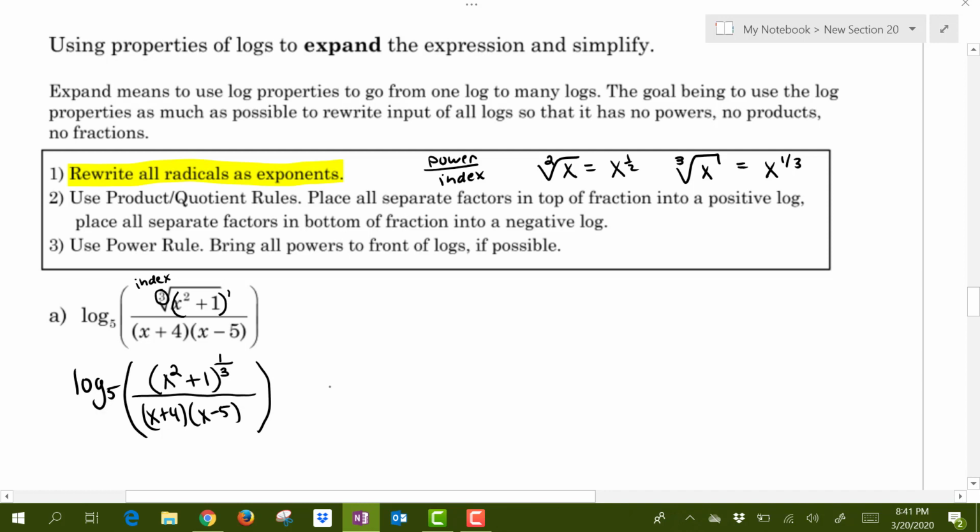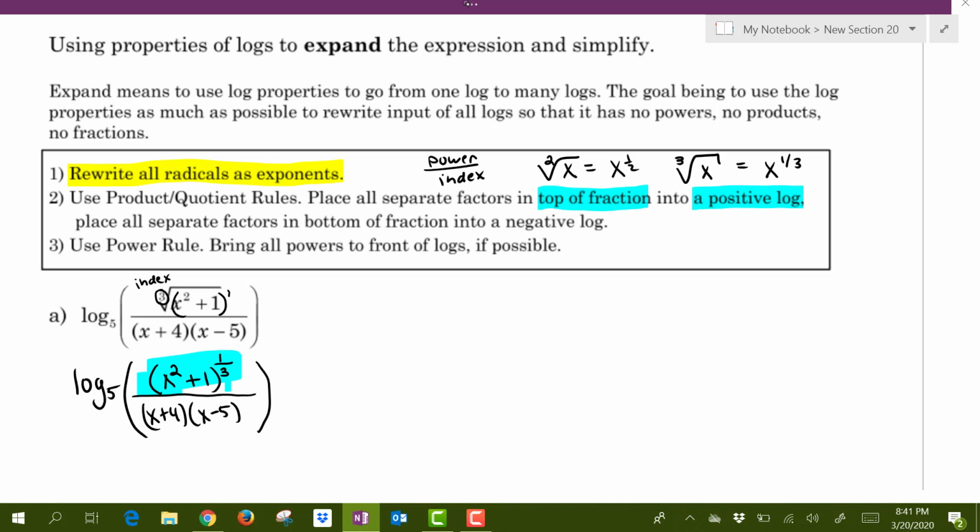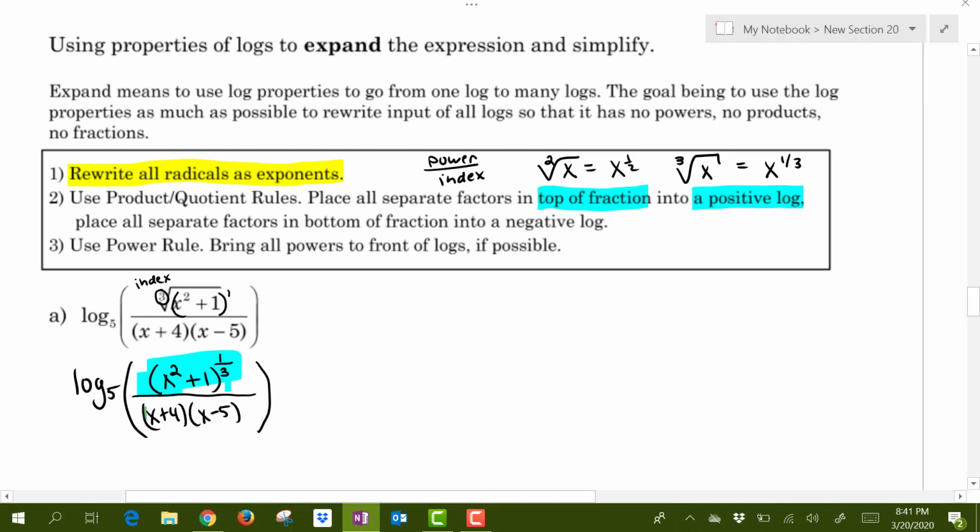The second thing that we're going to do is we are going to use the product rule and quotient rule all at the same time. So this is a really nice and really easy way of doing this process. Any factor that I have at the top of the fraction is actually going to go into a positive log. So when we look inside of this one single log, we're going to stretch this out into multiple logs. Anything in the top of the fraction is going to go into a positive log. Any factors that are at the bottom of the fraction inside are going to go into a negative log.